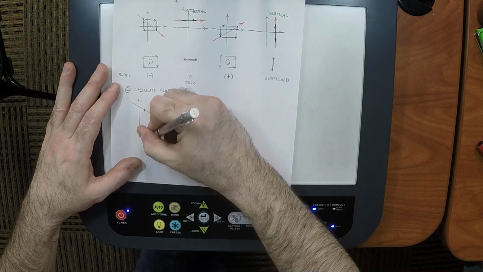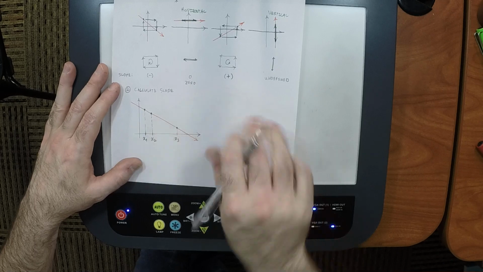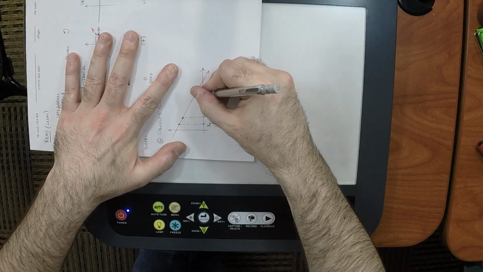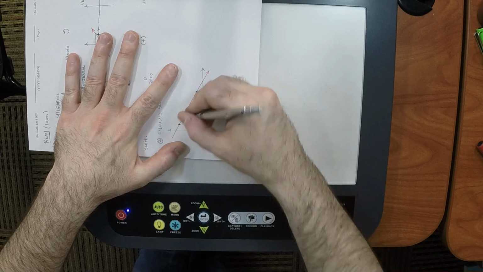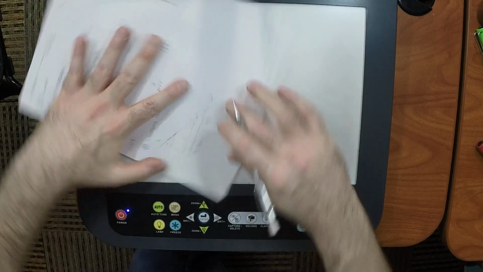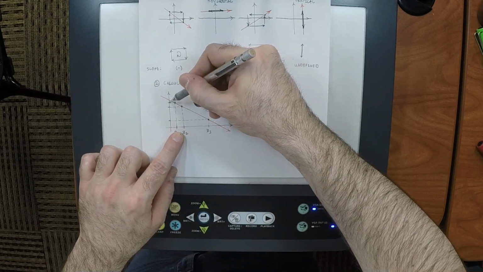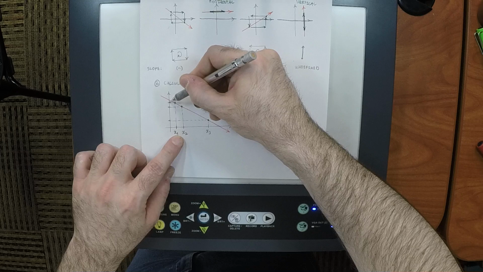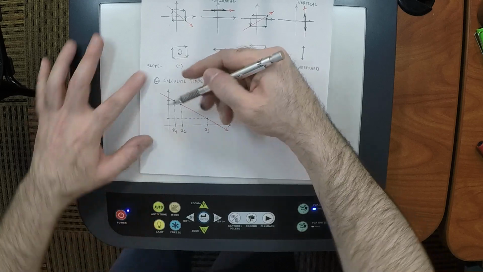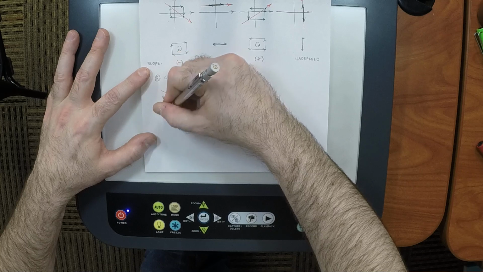So I'll call this x1, x2, x3. Now, because that's x1 and that corresponds to that point, I'm going to call that one y1. x1, y1, y2, y3.